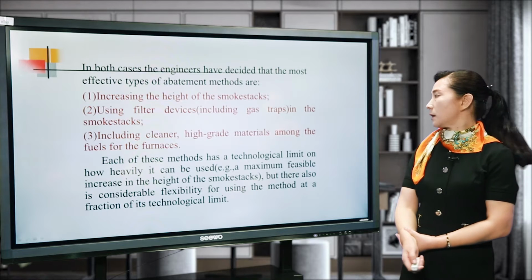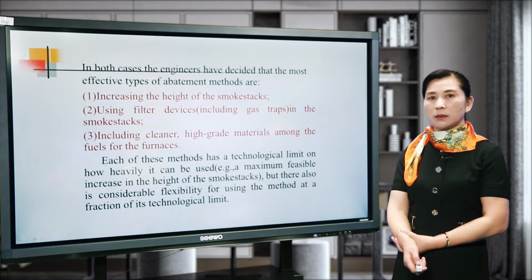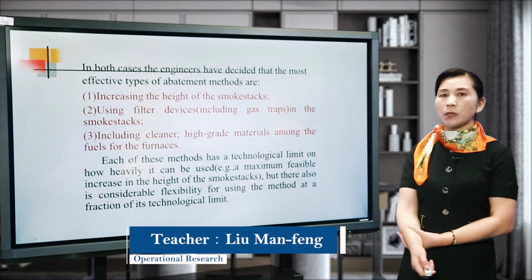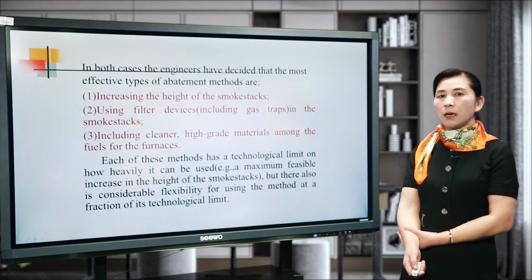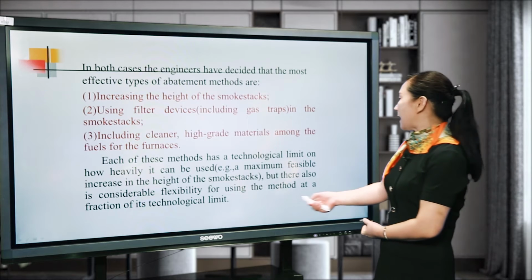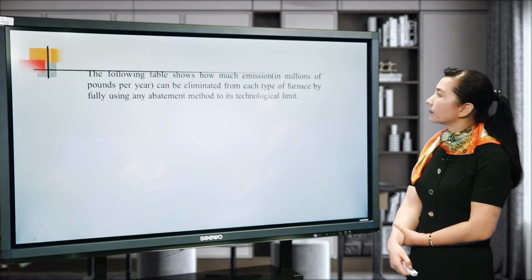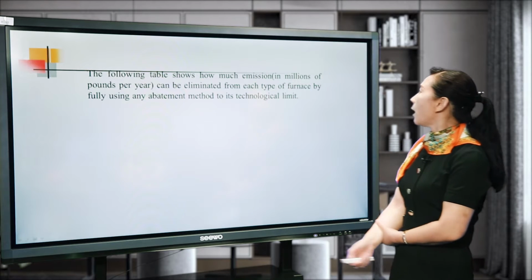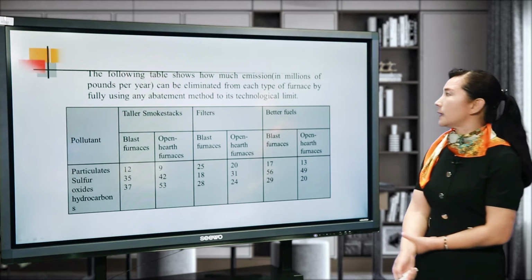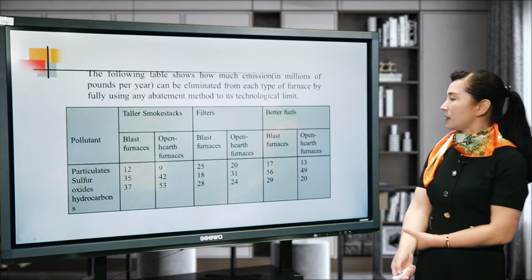Each of these methods has a technological limit on how heavily it can be used, for example, a maximum feasible increase in the height of the smokestacks. But there also is considerable flexibility for using the method at a fraction of its technological limit. The following table shows how much emission can be limited from each type of furnace by fully using any abatement method to its technological limit.